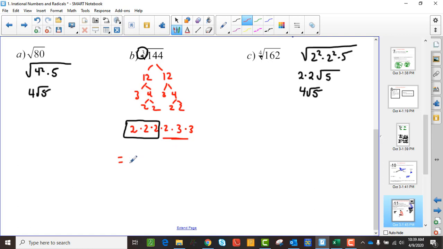So I'm going to rewrite this radical now as the cube root of 2 cubed, 2 times 2 times 2, and then times, and I'm just going to multiply this out. So 3 times 3 is 9 times 2 is 18. And then I take the cube root of the 2, so I write the 2 out here. So it becomes 2 cube root of 18. And that's my simplification.